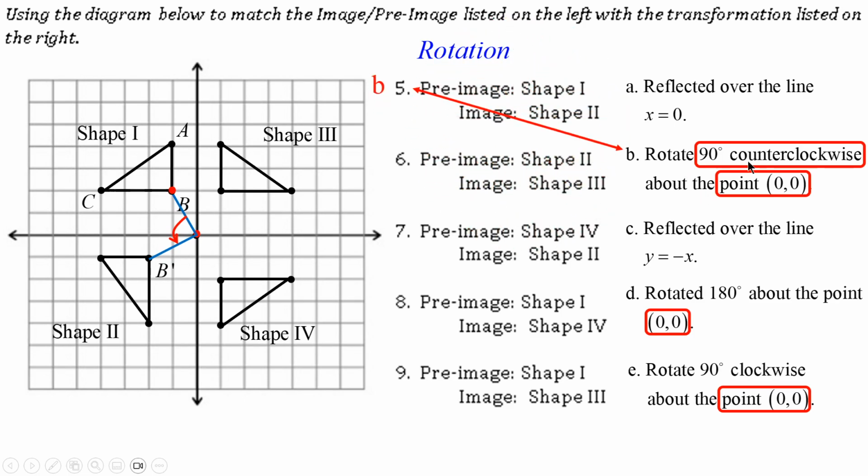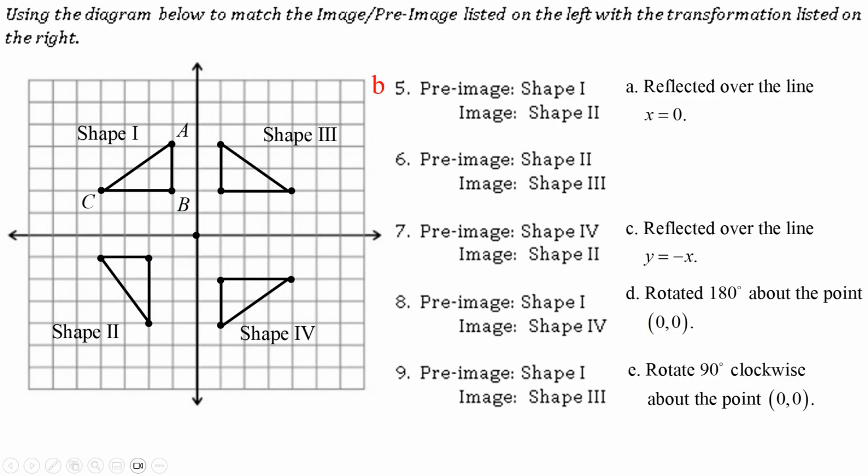Now, once you've used that, cross it out. You don't need it anymore. Now, next one, 6. Shape 2 to shape 3. Well, if I look at that, that looks like a reflection to me. So I'm thinking reflection right now. And I see reflected, it could be A or C.